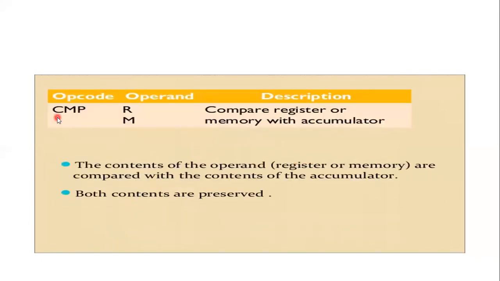First instruction, compare. CMP with the register or the memory. The content of the operand, either register or memory, is compared with the content of the accumulator. We compare the operand with the register as well as the memory. Both contents are preserved.